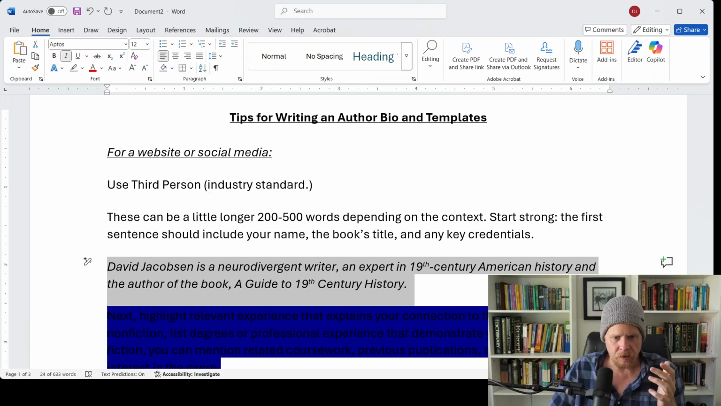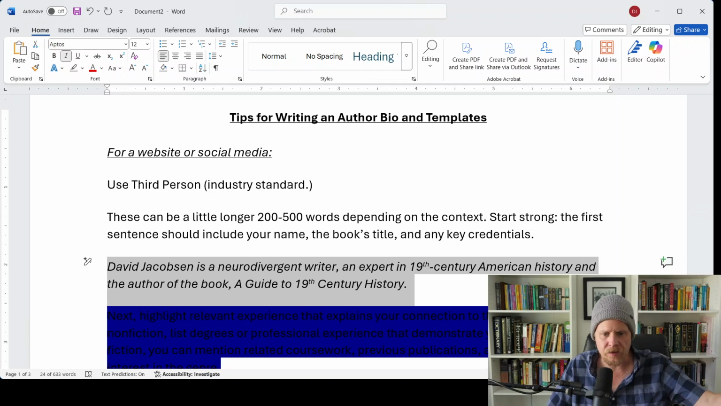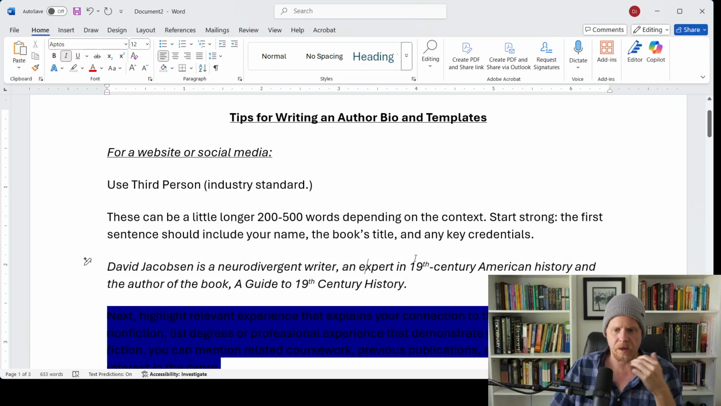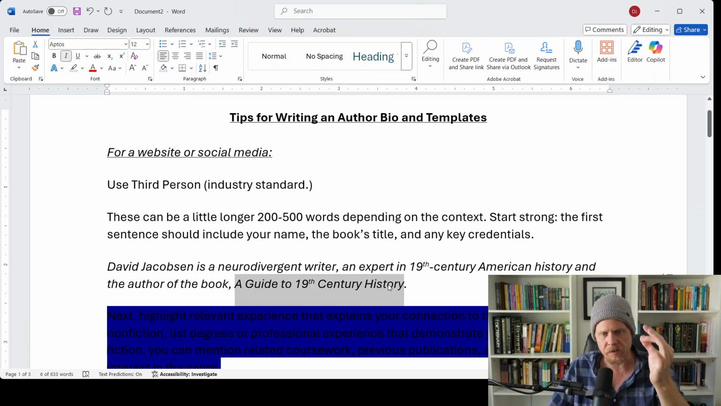David Jacobson is a writer, an expert in 19th century American history, and the author of the book, A Guide to 19th Century History, right? So this is an example of how I've inserted it in here. Now, this is not true. I'm not an expert in American history by any means. I'm just using this as an example. But if you were an expert at American history and you wrote a book called A Guide to 19th Century History, you're definitely going to want to put that up front and center, right?